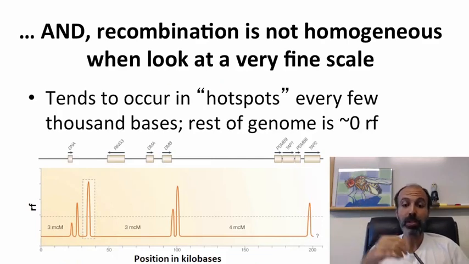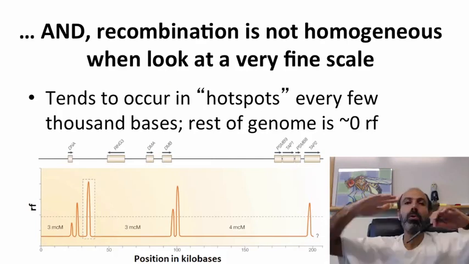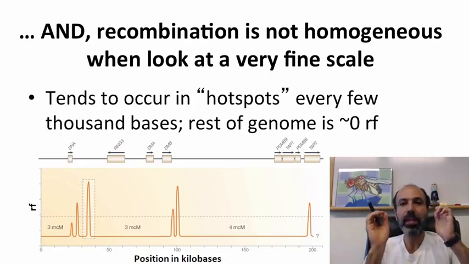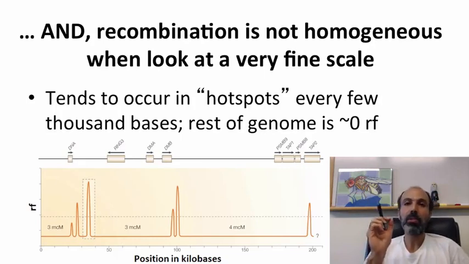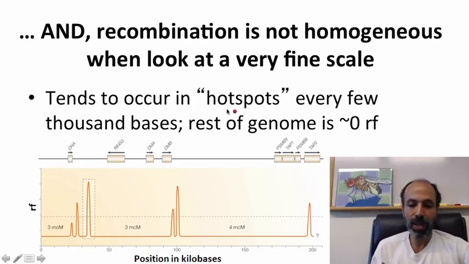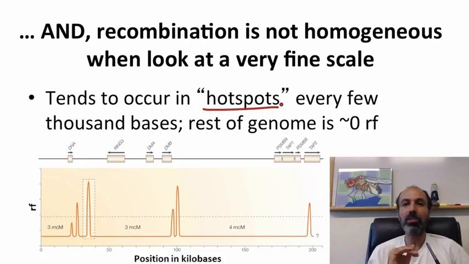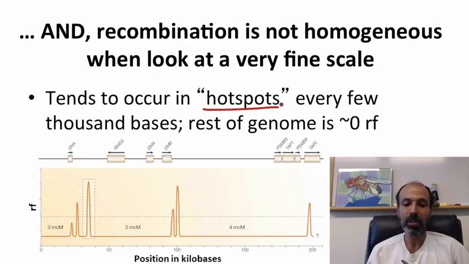Recombination, or crossing over, is actually not homogeneous when you look at a very, very fine scale. So far we've been looking at whole chromosomes, and we see one crossover event in one generation, sometimes two, things like that. But if you look at a very, very fine scale and over very long periods of time, you see these crossovers don't just happen completely randomly, but there are a couple of spots across the chromosome where they tend to happen. These are referred to as hot spots of recombination. You find them every few thousand bases in humans, and the rest of the genome basically has a recombination fraction, or RF, of 0, so you essentially don't see recombination in these different areas.